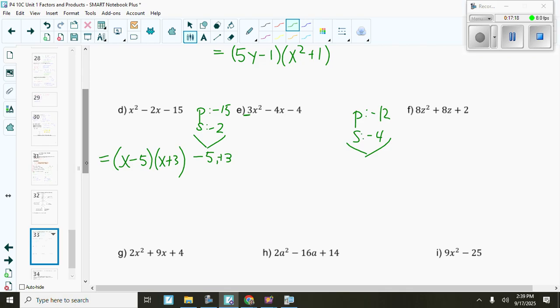We have to figure out what 2 numbers, when I multiply them together, give me negative 12, and when I add them, give me negative 4. When we're looking at 12, we have 1 and 12, 3 and 4, 2 and 6.